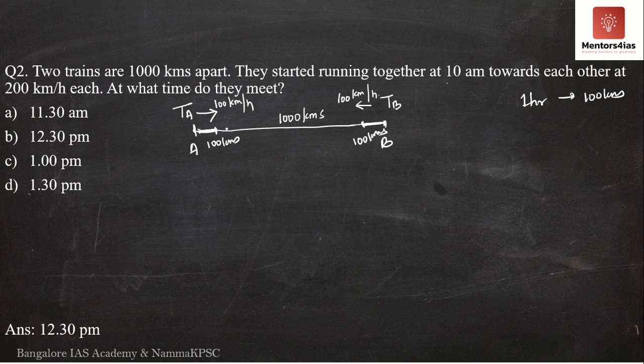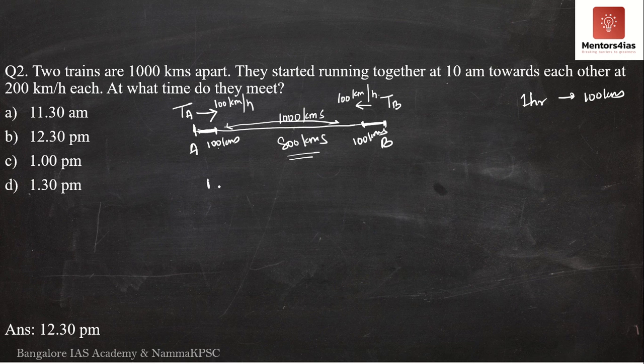What is the remaining distance to be covered? The remaining distance to be covered is nothing but 1000 minus 100 minus 100. So the remaining distance to be covered until they meet each other is 800 kilometers, correct? The remaining distance to be covered until they meet is 800 kilometers. So in 1 hour, it is like they have covered 200 kilometers.